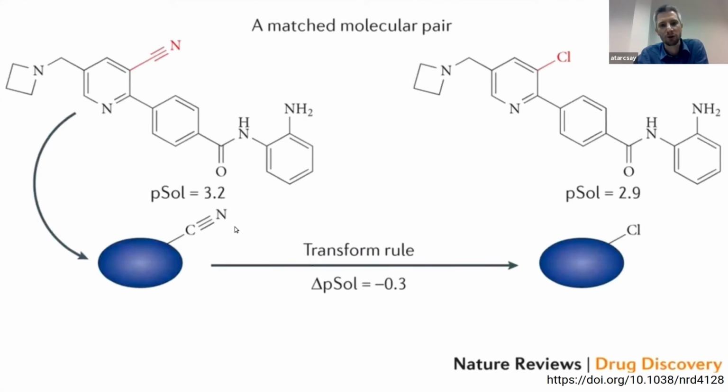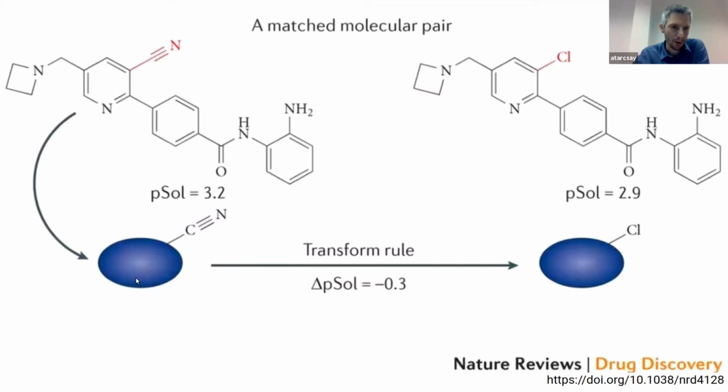So one transformation from a cyanide to a chlorine will be defined for this molecule, and then we look through the whole database and check whether there are other pairs with the very same transformation. And on these different conservative regions, we sum up these rules and calculate the delta P solubility, for instance.